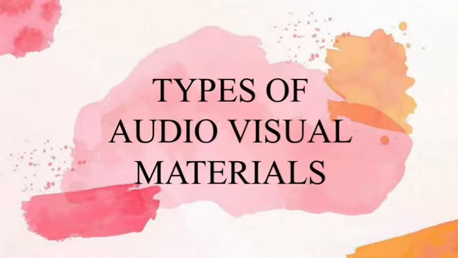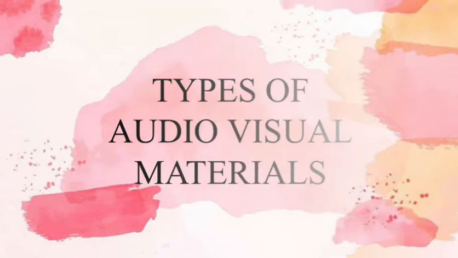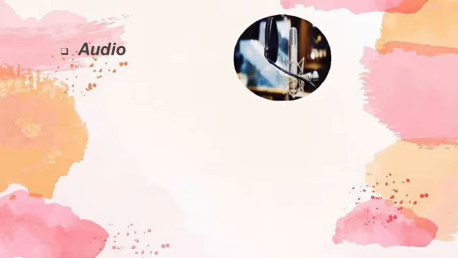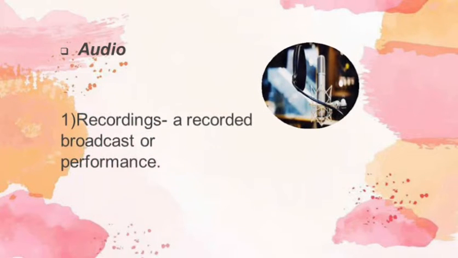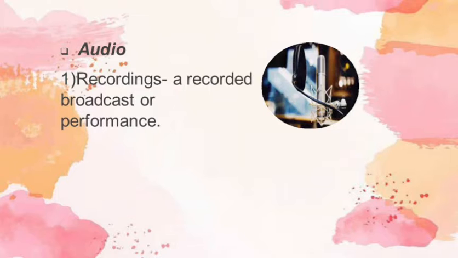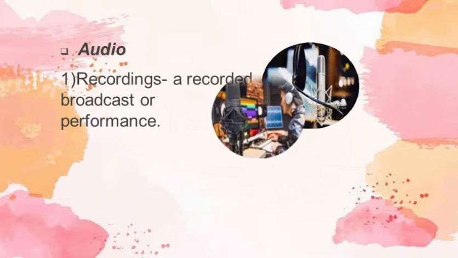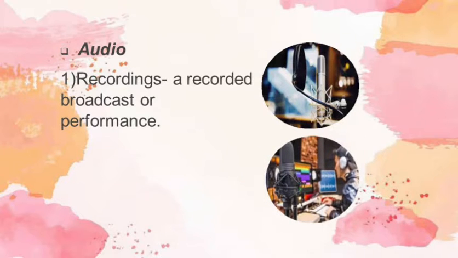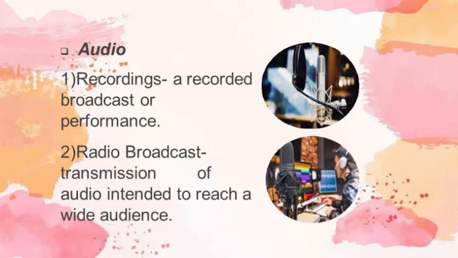Next we have the types of audio-visual. First, audio. It can be a form of recordings. These are recorded broadcasts or performances. Also, audio can be a form of radio broadcast. It is a transmission of audio intended to reach a wide audience.